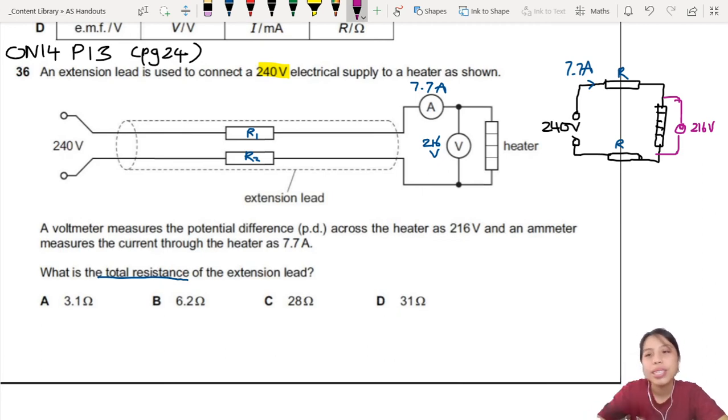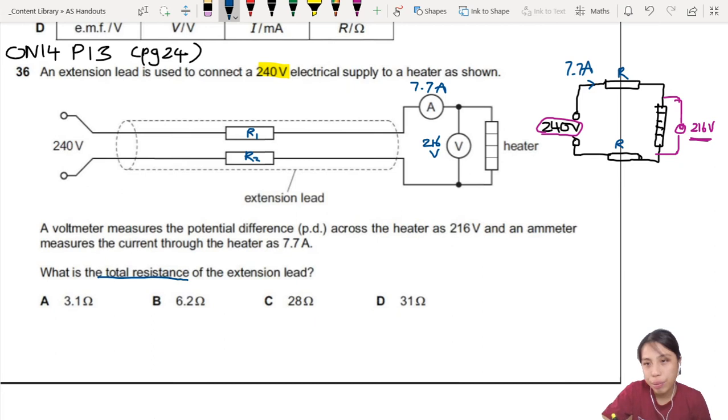If we knew, we want to find R. If we knew what the potential drop is across either one of the resistors, then we can find your R lah, right? Is there a way to find it? Yes, here's the trick. If your original battery has 240 volts, and the heater has 216, it means the voltage drop has to happen on these two R here.